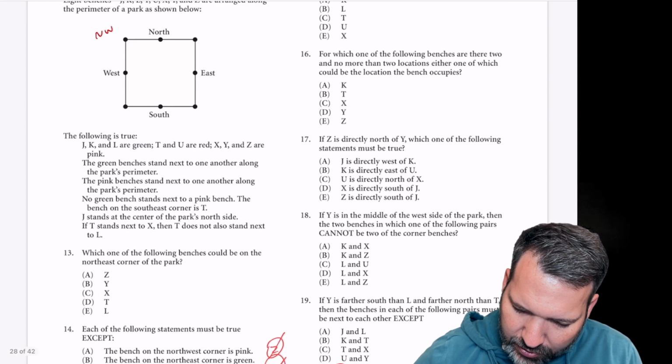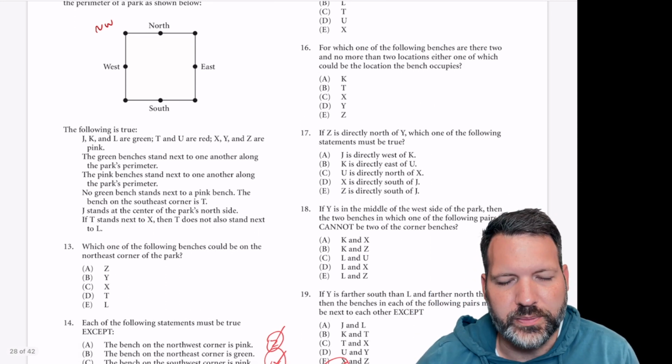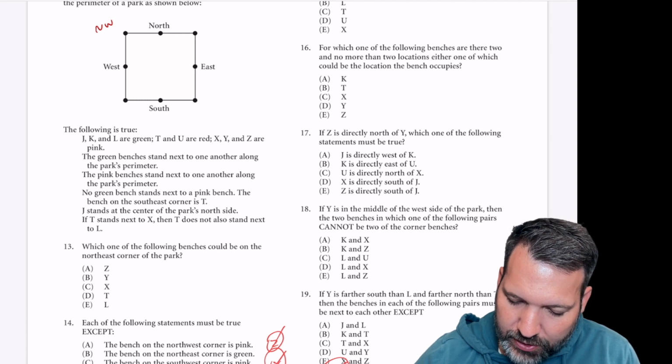Unfortunately, I'm not seeing a bunch of specific questions. I mean, I guess, never mind. 17, 18, 19, they just don't happen to be first. If Z is directly north of Y, which of the following statements must be true?